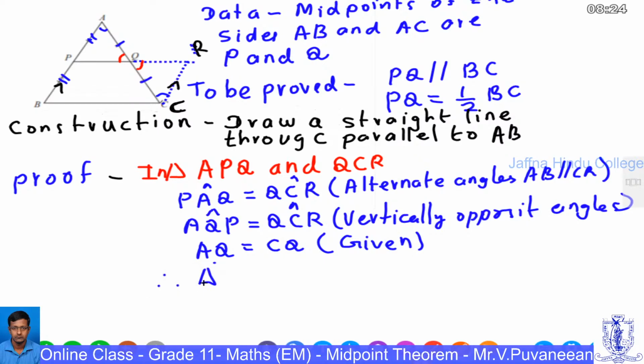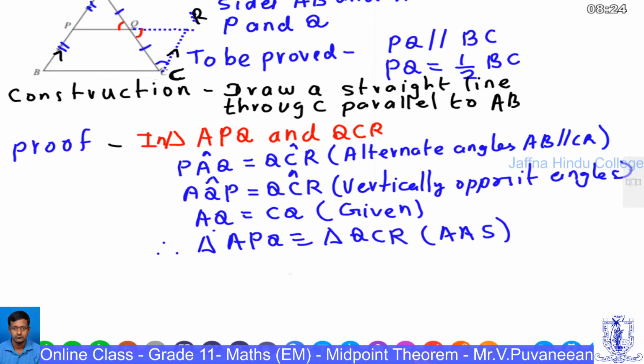So triangle APQ is congruent to triangle QCR by angle side. Okay, these two triangles are congruent. Through this we can say PA equal CR.